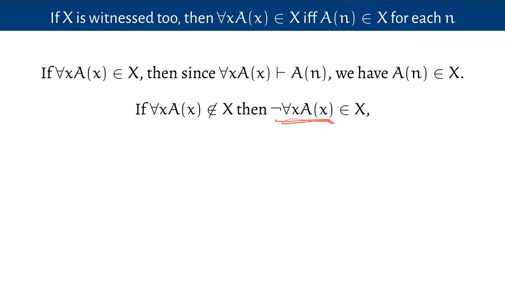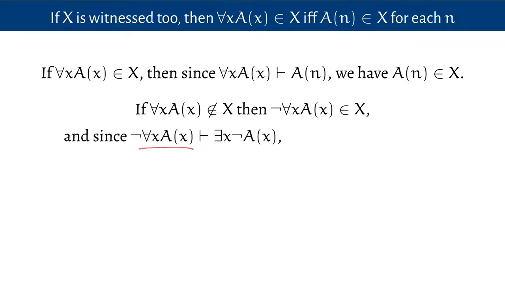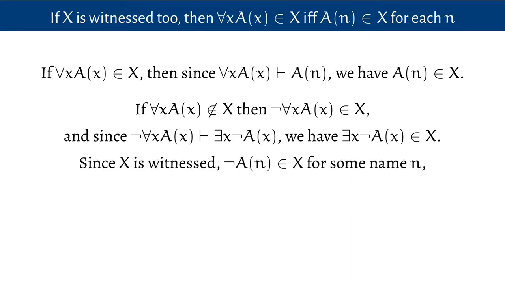We've already shown the negation instance. So since that's the case, the negated universally quantified formula is in the set. And since from the negated universally quantified formula, I can prove the existentially quantified negation, that's one of the De Morgan shifting laws, then we have that this is in the set too, because it's one of the consequences of things which are in the set. And because this is witnessed, some instance is in the set.